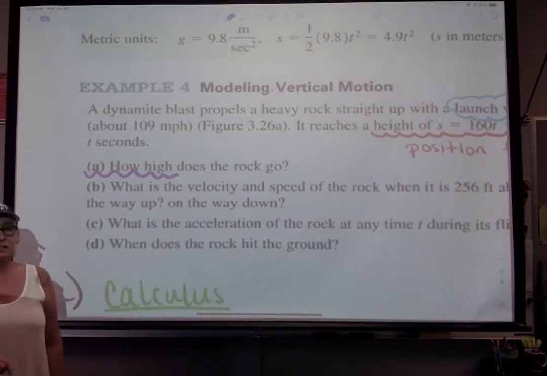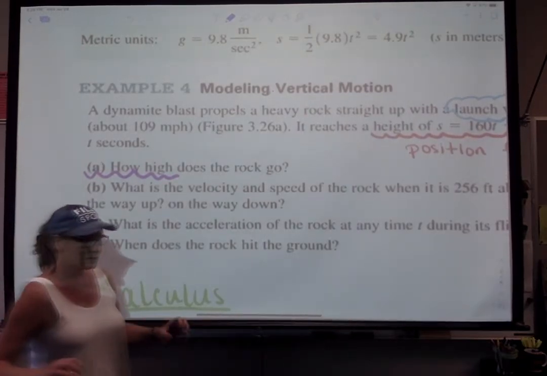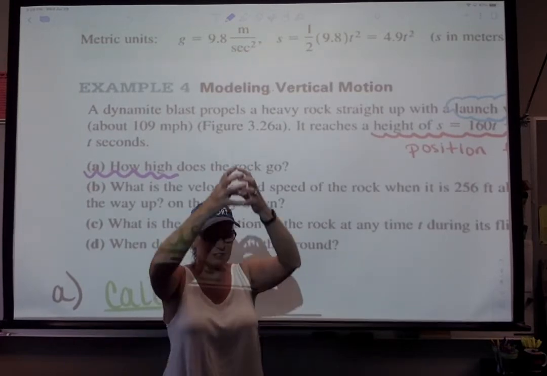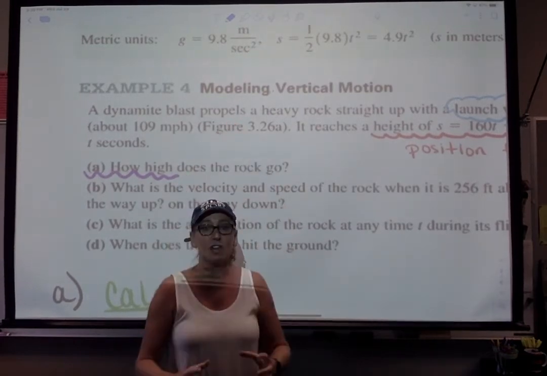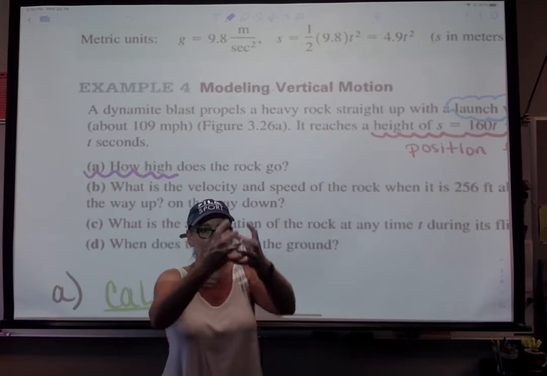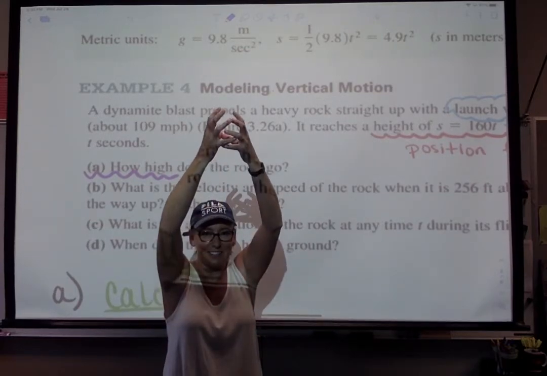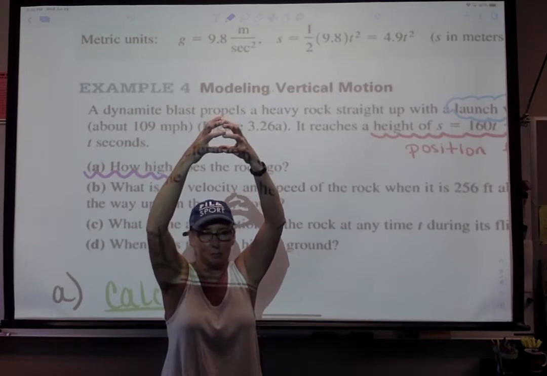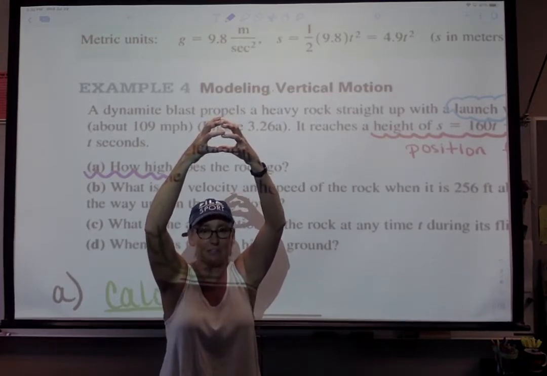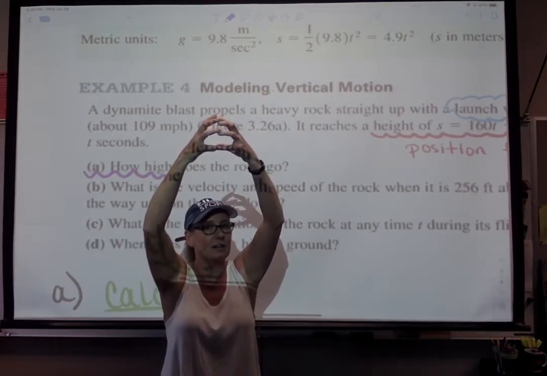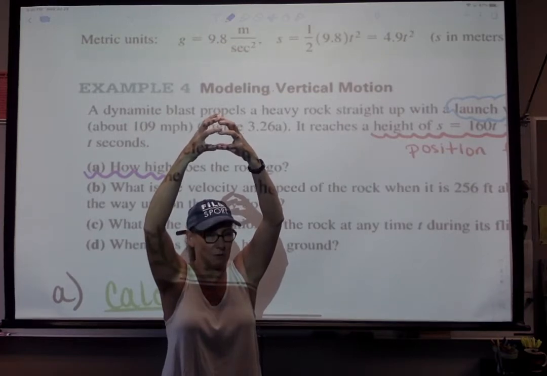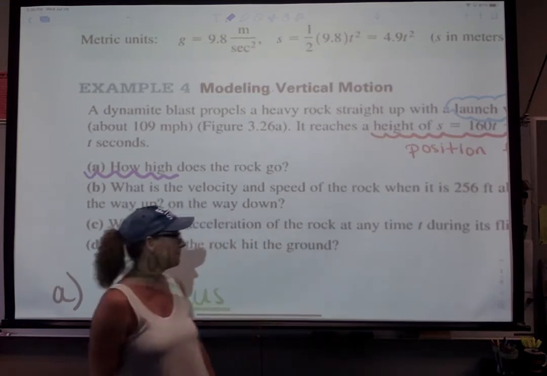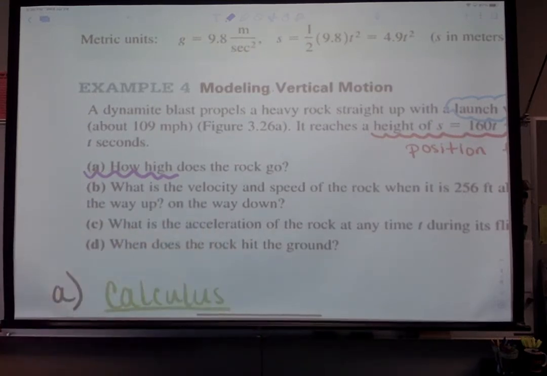Part A, how high does the rock go? So it's going to be propelled up in the air. The height is going to increase, increase, increase. The velocity is going to be positive, positive, positive. It's going to stop in midair for just a brief moment, so its velocity is going to be 0. And then it's going to start to fall again. How high does the rock go?